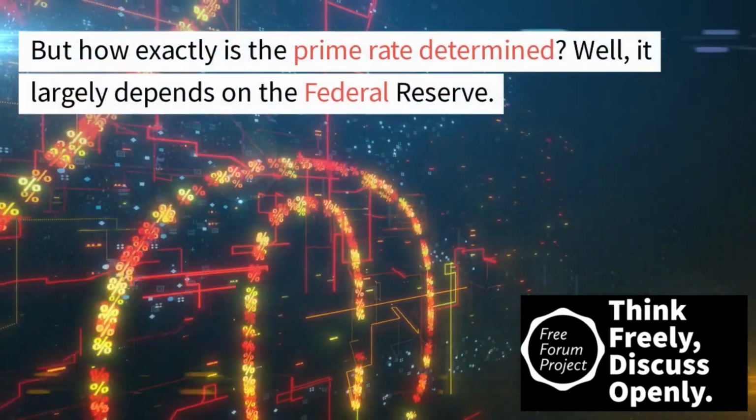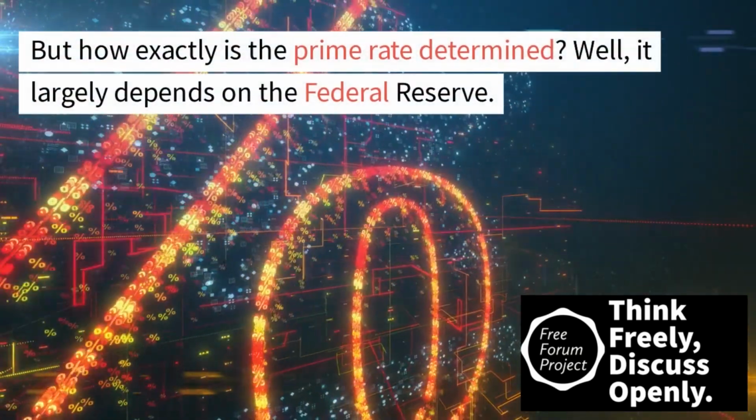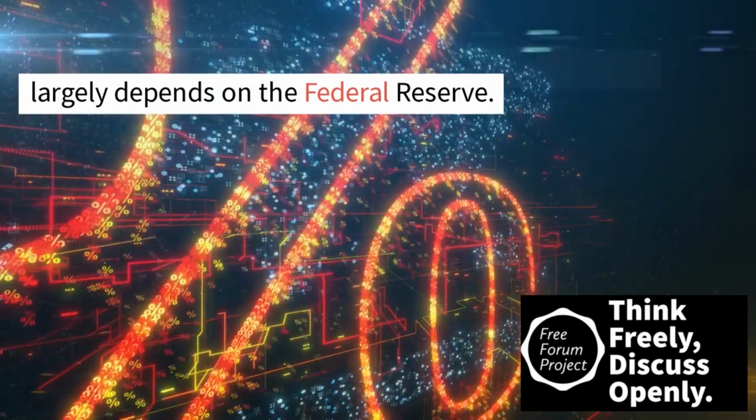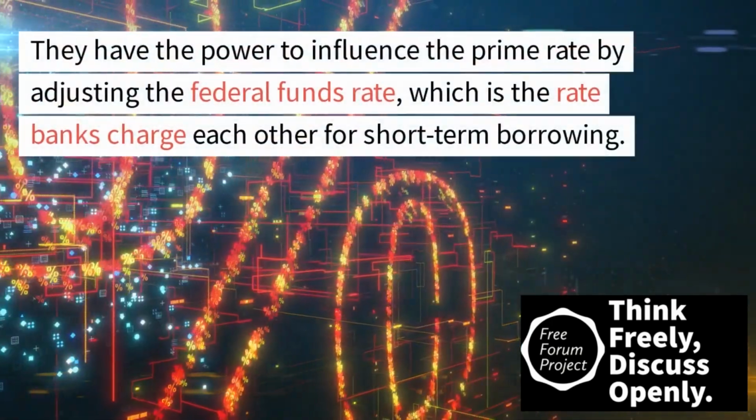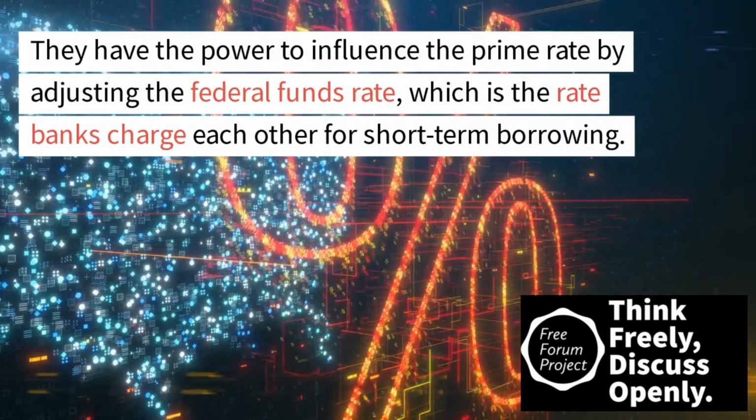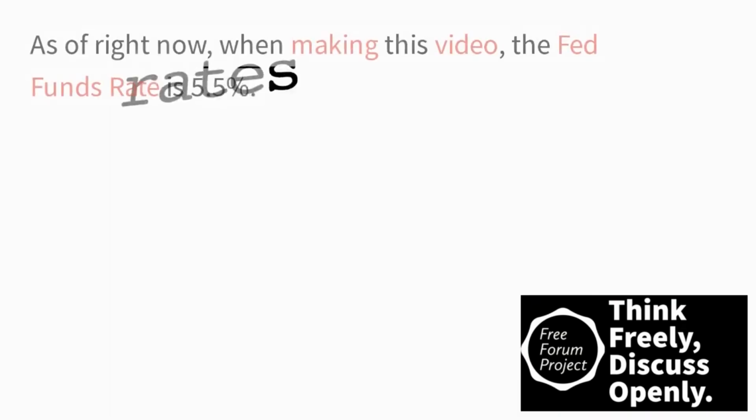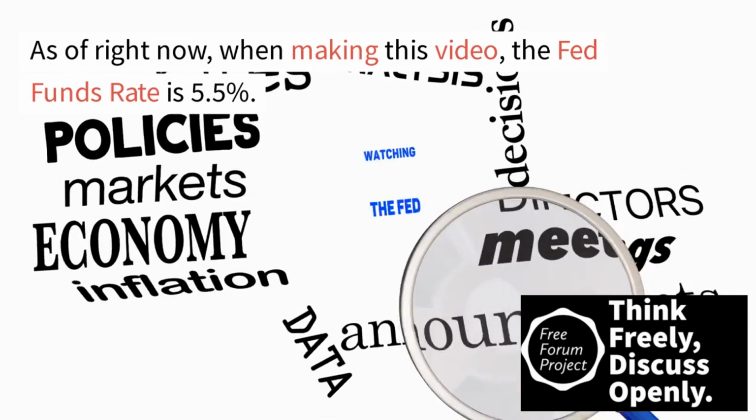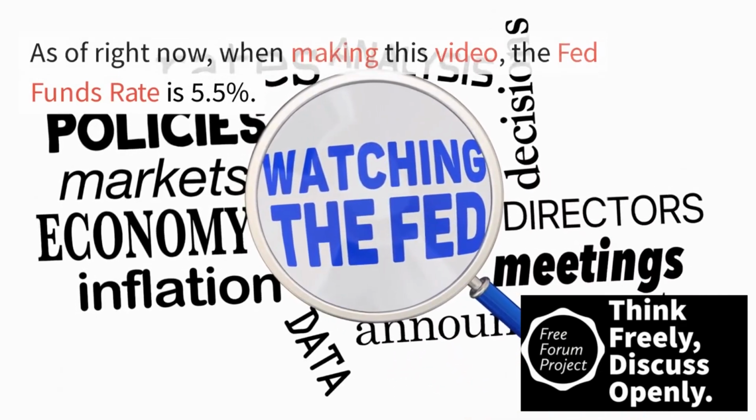But how exactly is the prime rate determined? Well, it largely depends on the Federal Reserve. They have the power to influence the prime rate by adjusting the federal funds rate, which is the rate banks charge each other for short-term borrowing. As of right now, when making this video, the Fed funds rate is 5.5%.